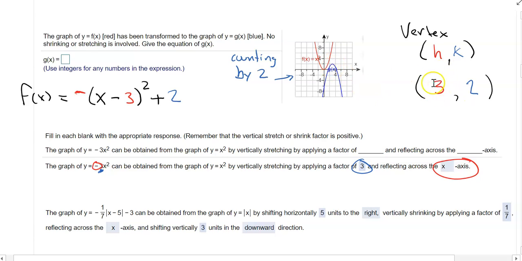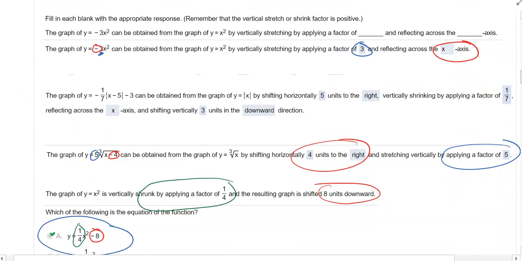That's where I get my h value. And my y value, I went up 2. That's where I get this positive 2. And as we're writing this function, we're simply replacing those h and k values and the negative on the outside, since, as you can see, we have reflected over the x. So the red is going up and the blue is going down. Here we're filling in the blanks just by stating what has happened.